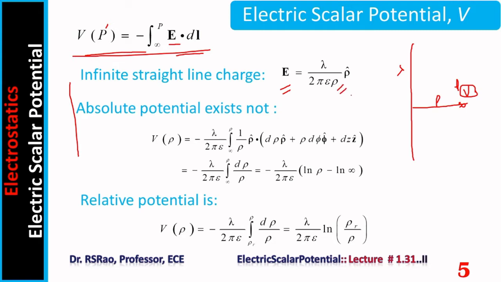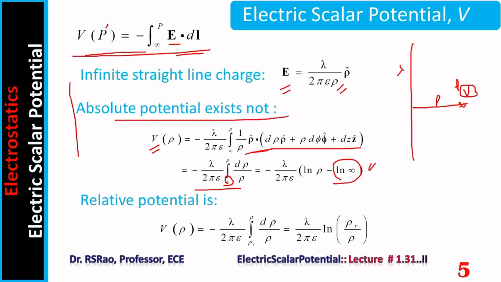It involves rho, therefore this expression is in the cylindrical coordinate system. E is in cylindrical coordinates, so to evaluate this expression, dl also we must use in its cylindrical form, that is, d rho rho cap, rho d phi phi cap, dz z cap. After the dot product, what we have is minus lambda by 2 pi epsilon, integral from infinity to rho of d rho by rho. Now integration leads to natural logarithm of infinity, whose value is indeterminate. So potential is indeterminate when the reference is infinity.